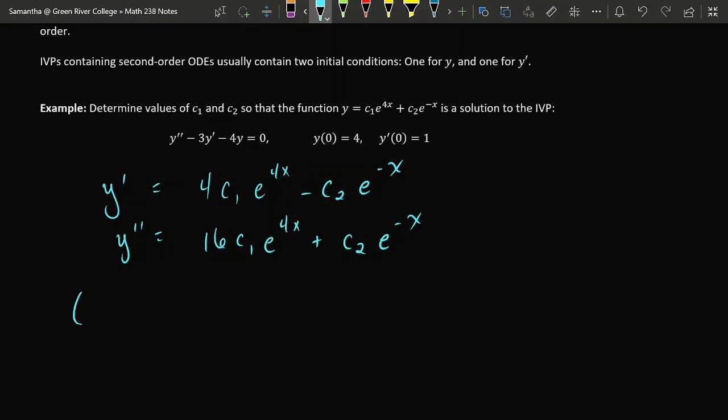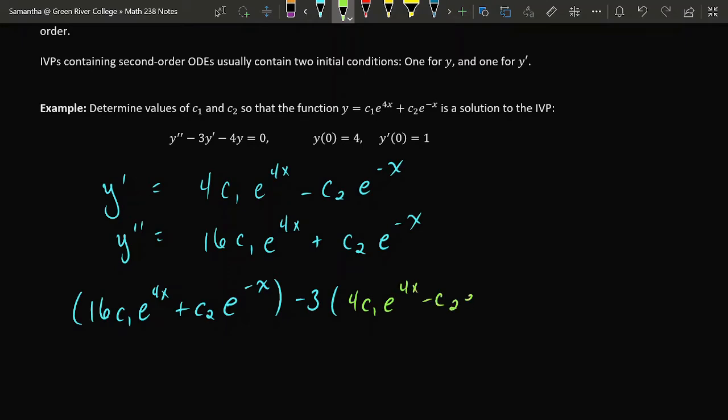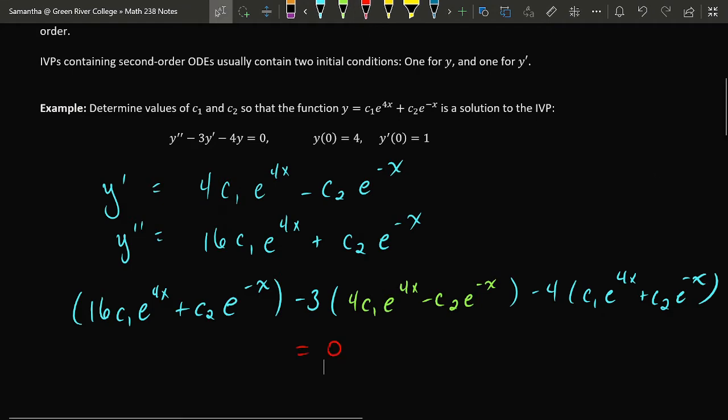So if I plug that into our differential equation, here is y double prime, here is y prime, here is y, so negative 4 times the original function, and we need to make sure that when everything is said and done, this works out to be 0.